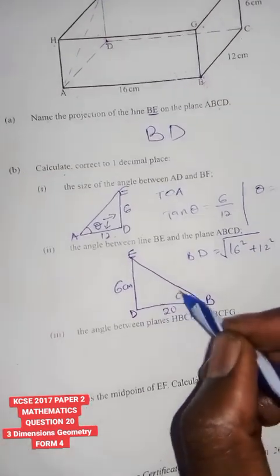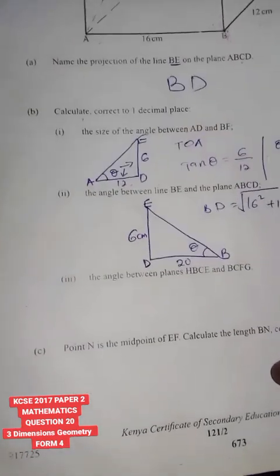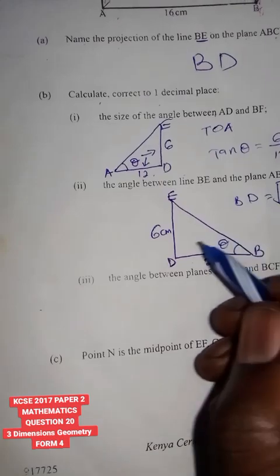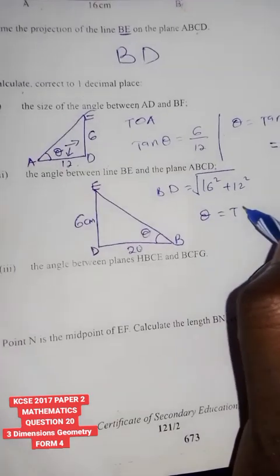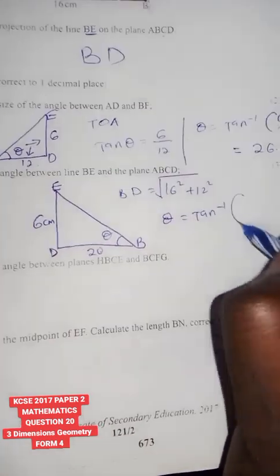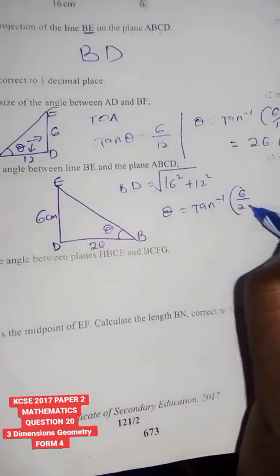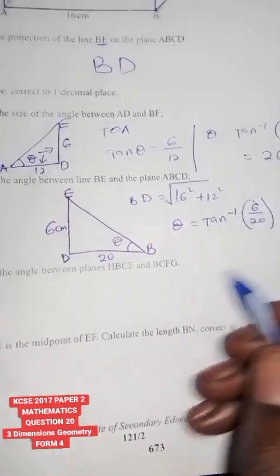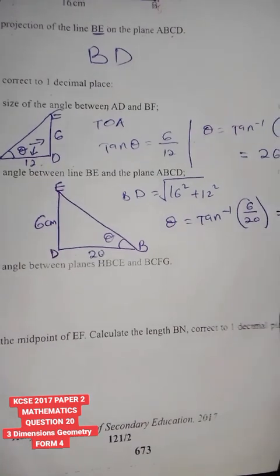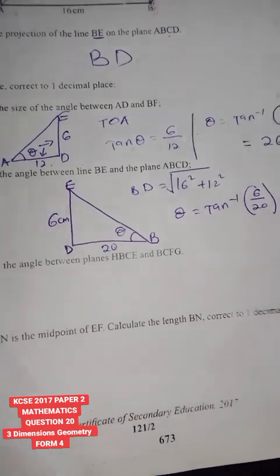And the angle that we are asked to find is the angle there. Therefore, we'll say again opposite and adjacent. Therefore, theta will be tan inverse of opposite, which is 6, and adjacent, which is 20. If I press that on the calculator, we have 16.7 degrees.